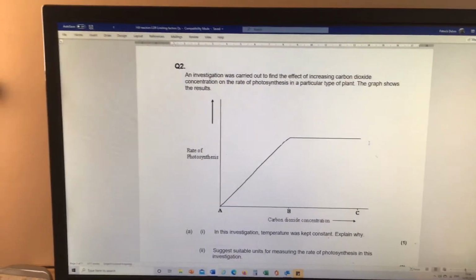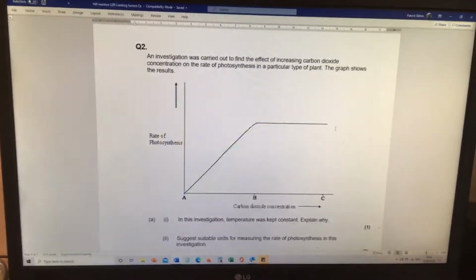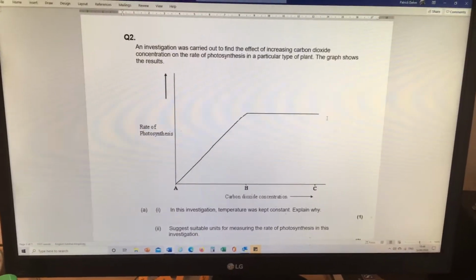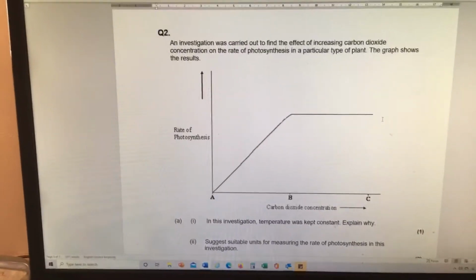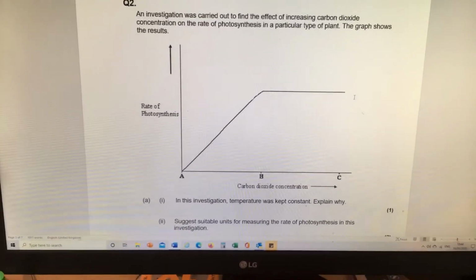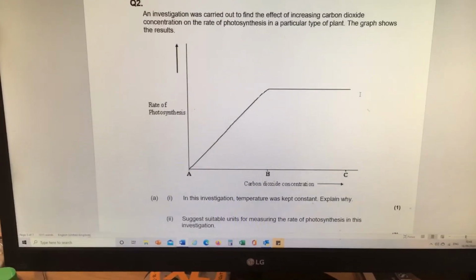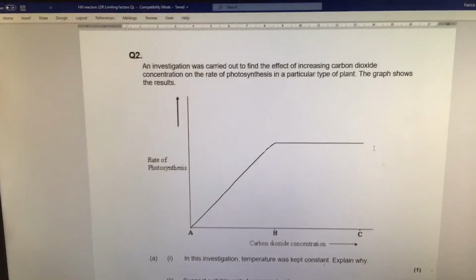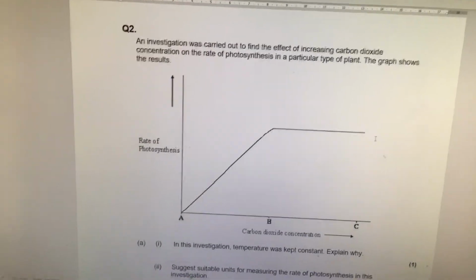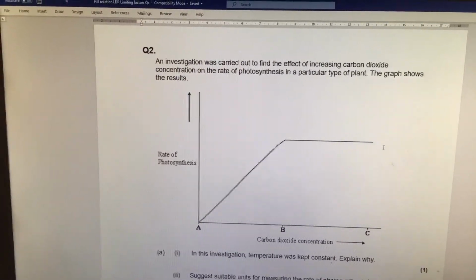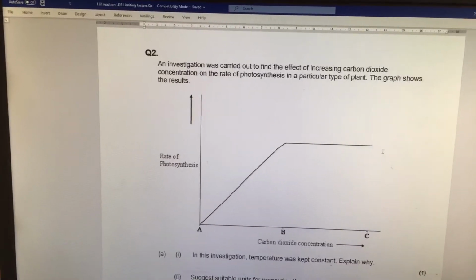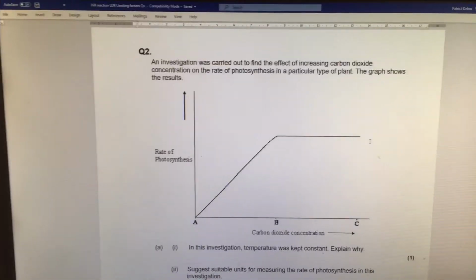Hello, it's me again, and this is to do with the limiting factors bit, which is at the end of the photosynthesis chapter. I think Maisie asked for some help here, and I'm sure this would help us all. An investigation was carried out to find the effect of increasing CO2 concentration on the rate of photosynthesis in a particular type of plant. The graph shows the results.